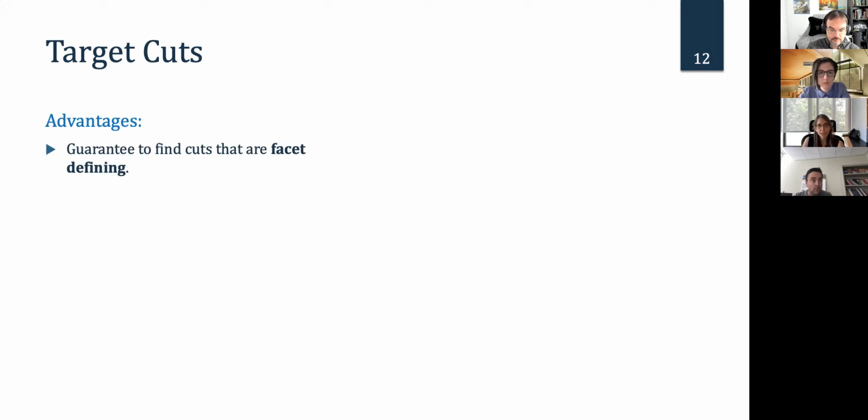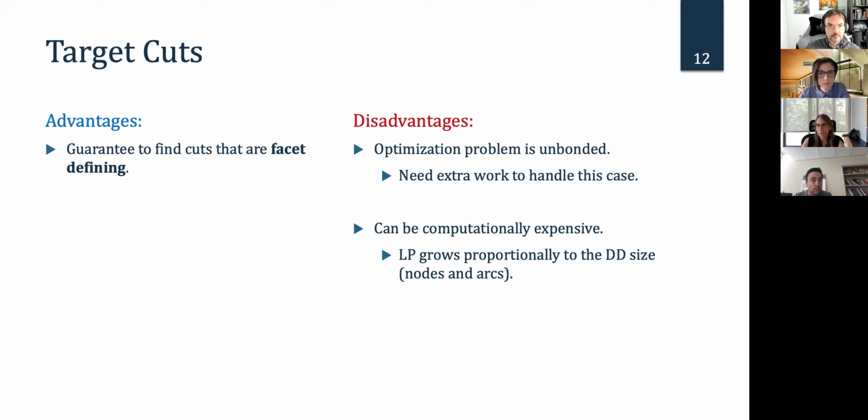So in terms of advantages, in terms of theory, these are the strongest cuts that you can get, what we call facet defining. So there's no better cut that you can get using any other techniques. But it has some disadvantages. First, the optimization problem is probably unbounded. This is not a big disadvantage, it's just that you need some extra work handling the special case when, instead of a solution of your LP, an extreme point, you get a ray. You have to do an extra step, but it's just a little bit of extra implementation, nothing too much to worry about.